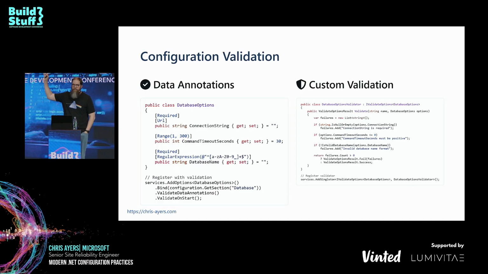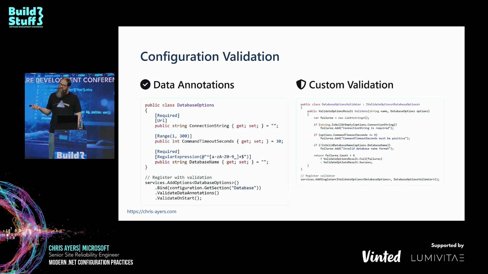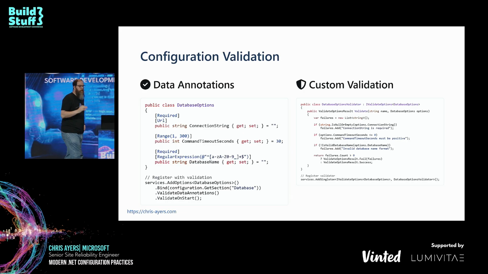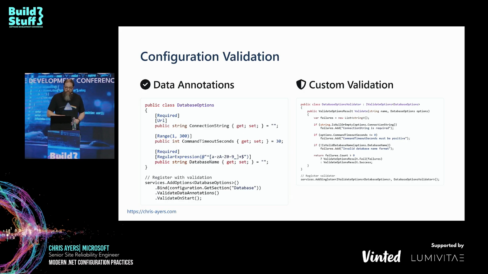Has anyone deployed an application, it starts up, it's running great, and then someone hits an endpoint and it blows up because of bad config? You ever had that happen at runtime? Not at startup? So a lot of us love data annotations. I love them on models. I can set stuff required. I can say it's a URL or a range.